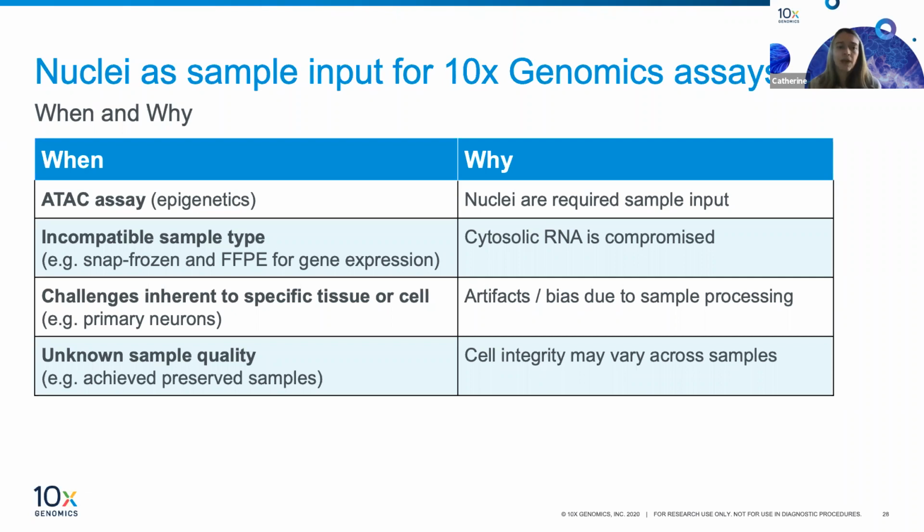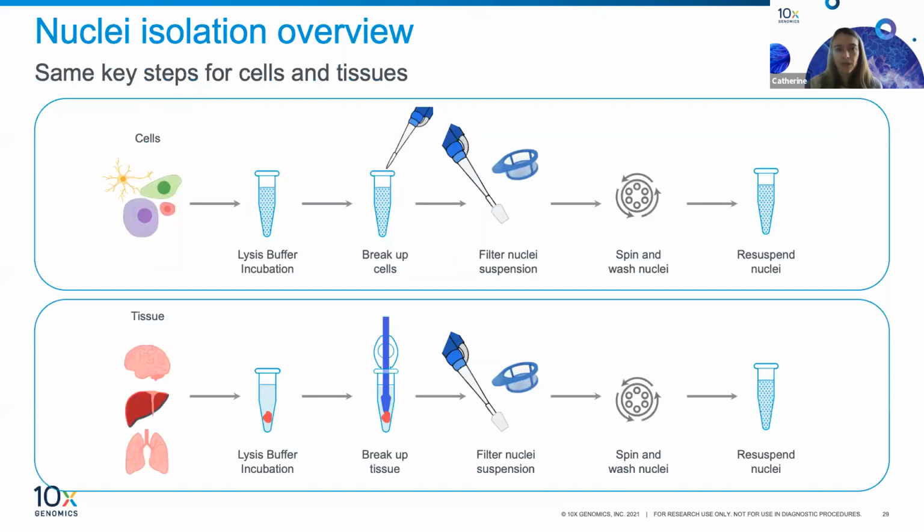You also might choose nuclei if you're working with a sample of unknown quality. Not low quality, but more that the cell integrity may be damaged, such as in preserved, archived samples. Then you may choose to isolate nuclei in these examples too.